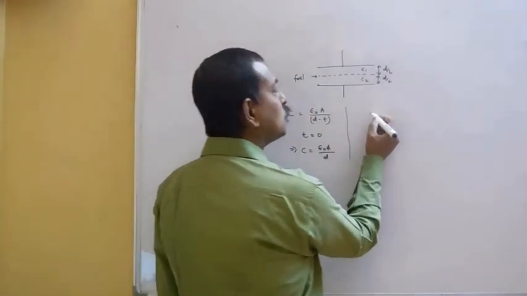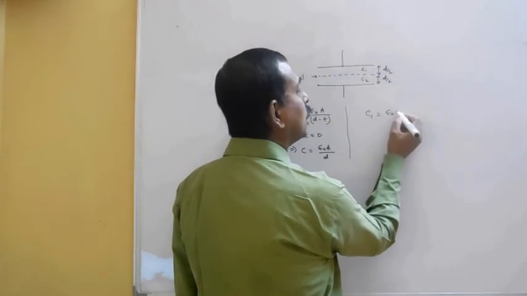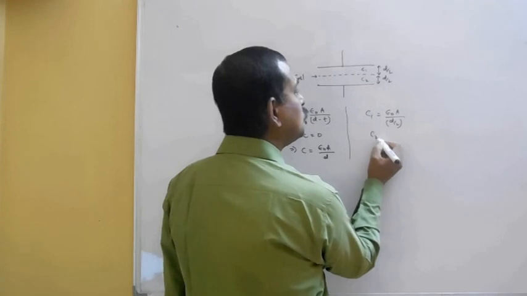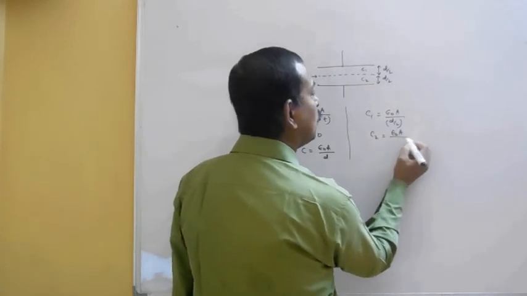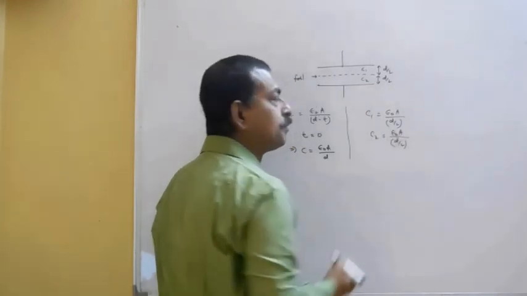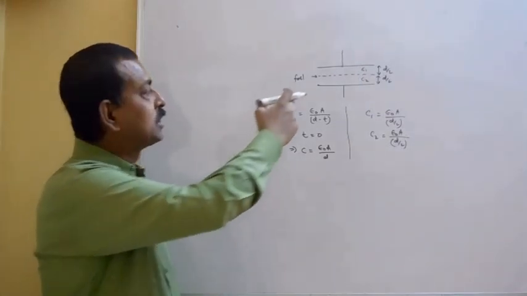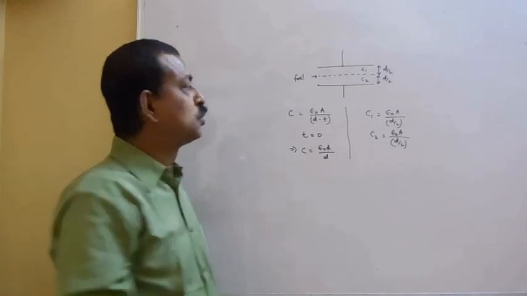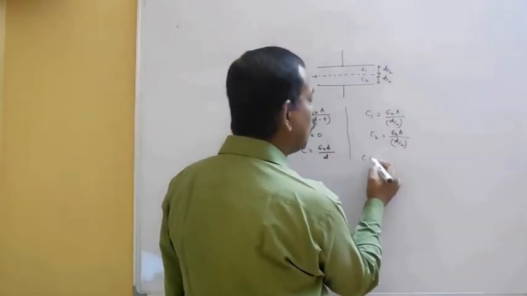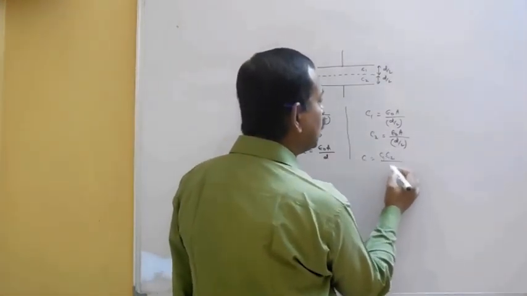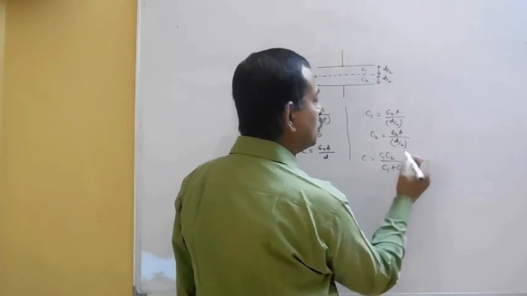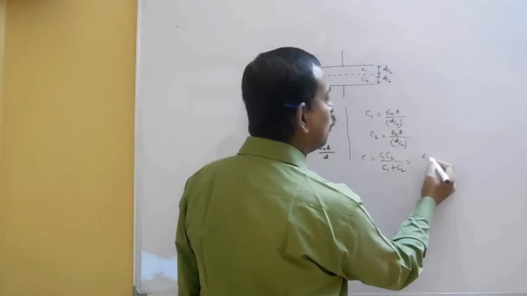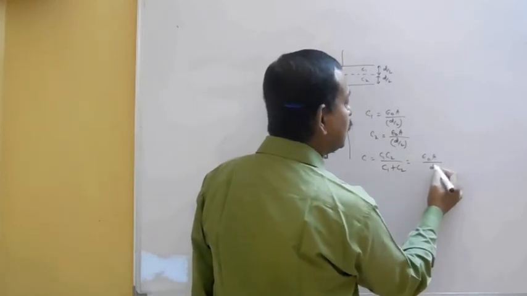So this will be a case of C1 being epsilon naught A divided by D by 2, and C2 is also epsilon naught A by D by 2. And these two capacitors, we can consider that they are connected in series. So if they are connected in series, the formula will be C1 C2 divided by C1 plus C2. As the values are same, you'll find that the ultimate value will be epsilon naught A by D.